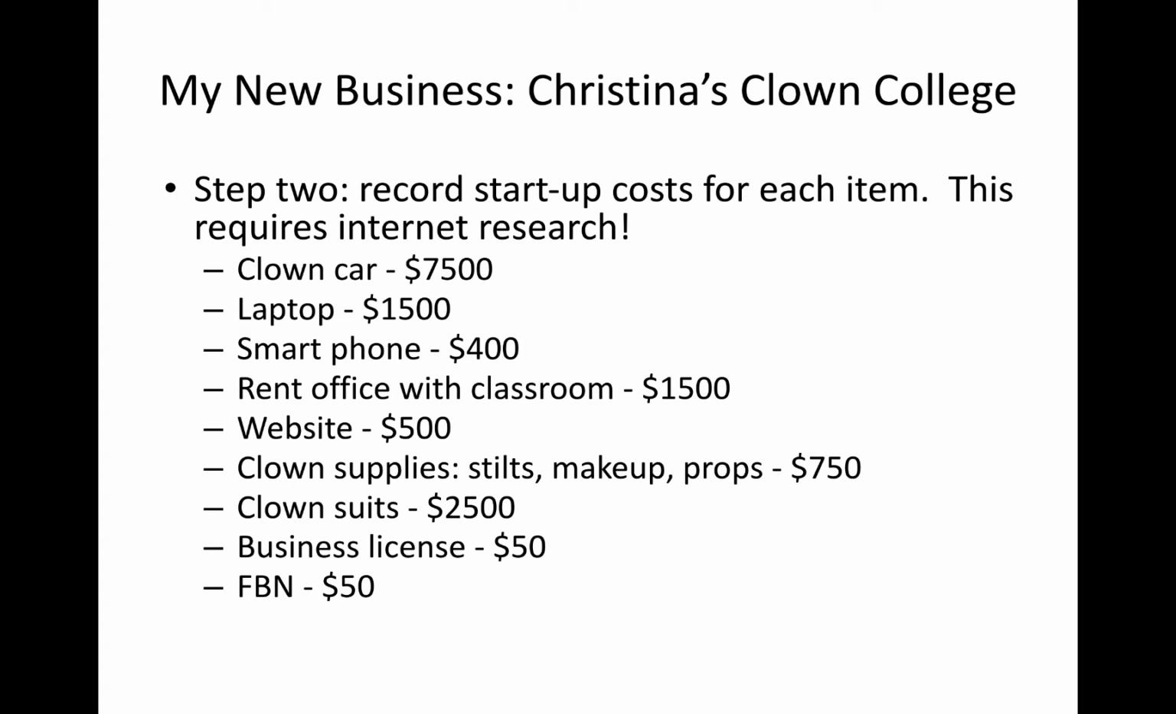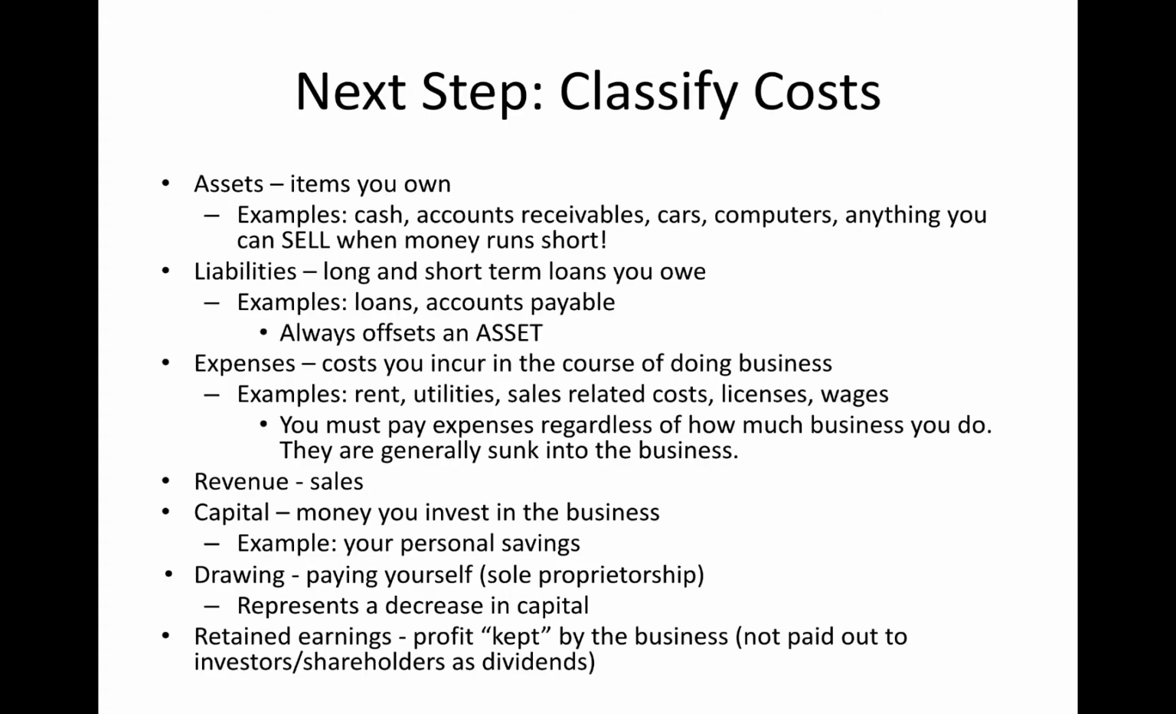So I've recorded all of my costs, and my next step is going to be step 3, which is to classify those costs. And classifying costs is really about speaking in the language of accounting. So assets are items that you own. So for example, cash, accounts receivables, cars, computers, anything that you can sell when your money runs short in order to put back into the business is what we would call an asset.